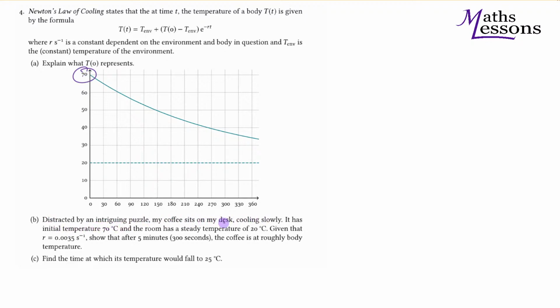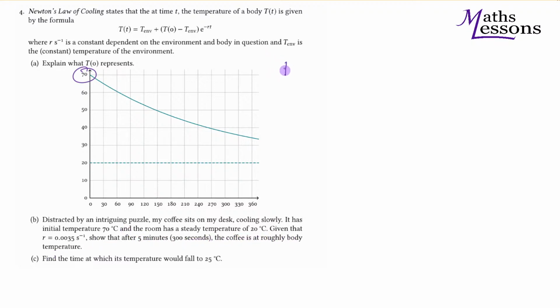Distracted by an intriguing puzzle, coffee sits on the desk cooling slowly. It has an initial temperature of 70 degrees. The room has a steady temperature of 20 degrees. Given that r equals 0.0035, show that after 5 minutes the coffee is roughly at body temperature.